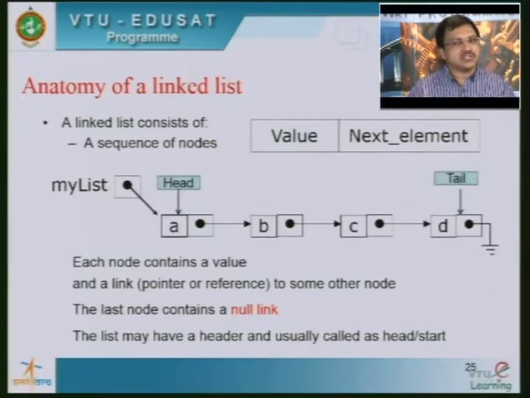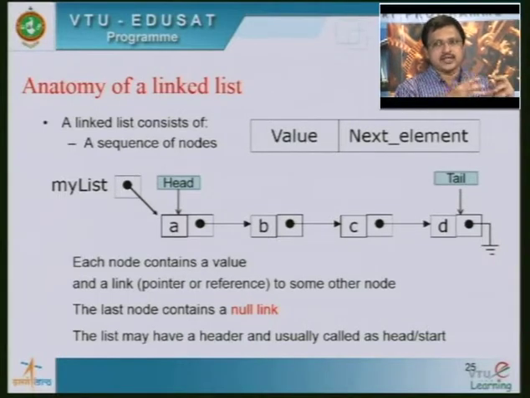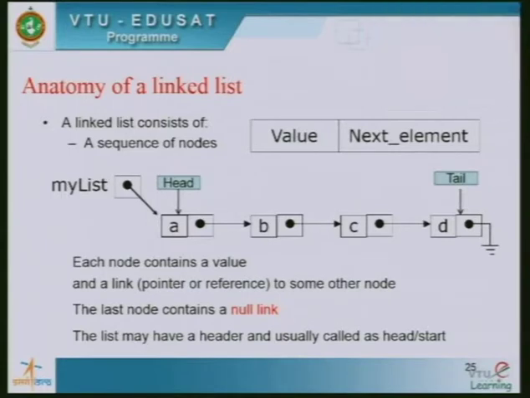Some data structures or a variation of linked list can also maintain a pointer or a value which holds the address of the last element to make some operation easy. Okay. So now, what is a linked list? It is a sequence of nodes. What is a node? A node is a data structure which has two components, the value component and the next address or the next element component.